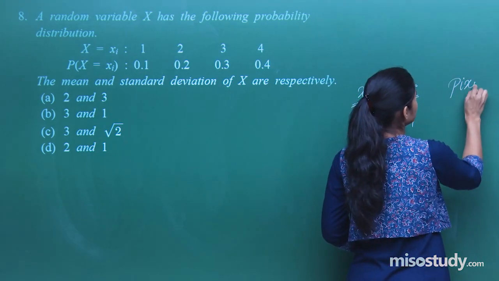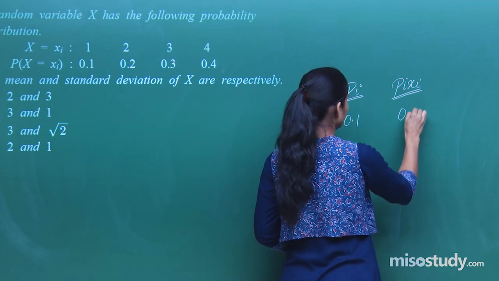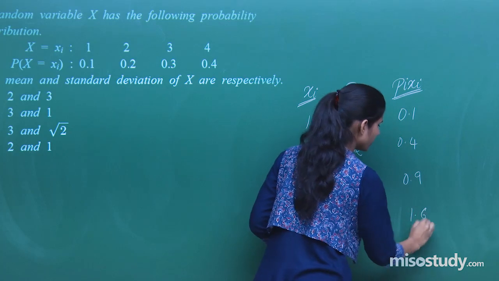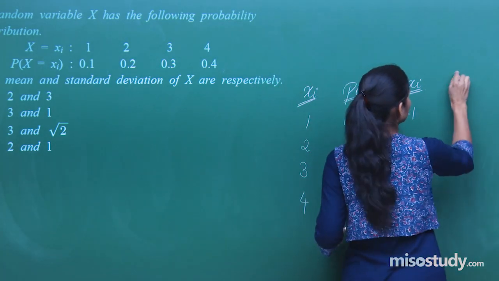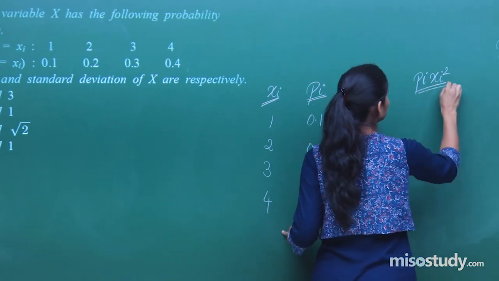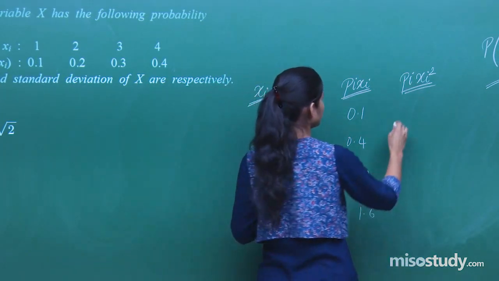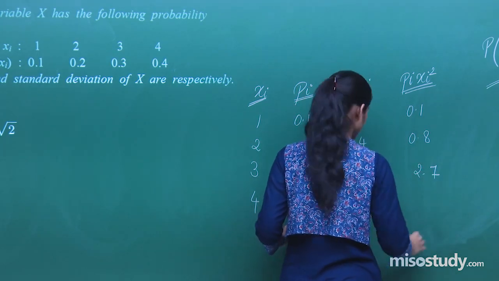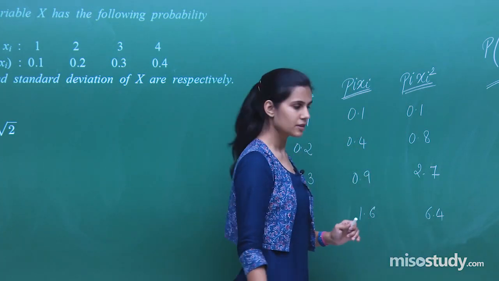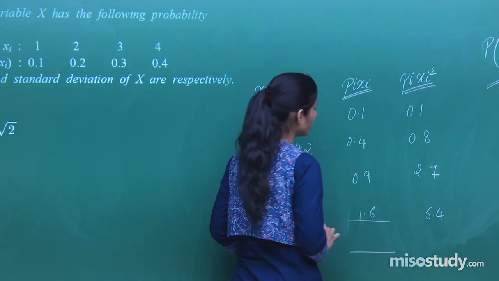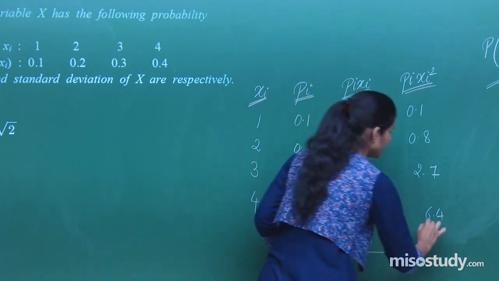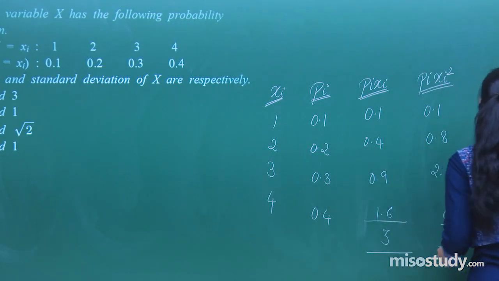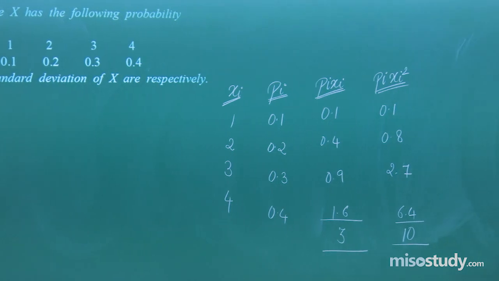What do we compute? We compute pi xi. This becomes 0.1, this becomes 0.4, this becomes 0.9 and this becomes 1.6. Then you compute pi xi square, right, and that gives you 0.1, then 0.8, then 2.7, and then 6.4. When you add this, what you get is 3, and when you add this, what you get is 10. Now you know what is the mean and standard deviation of a probability distribution.